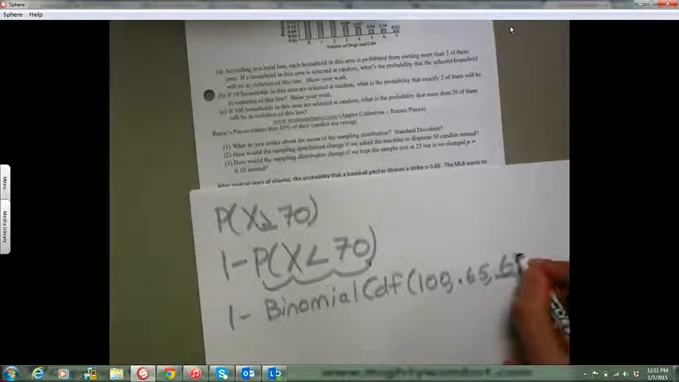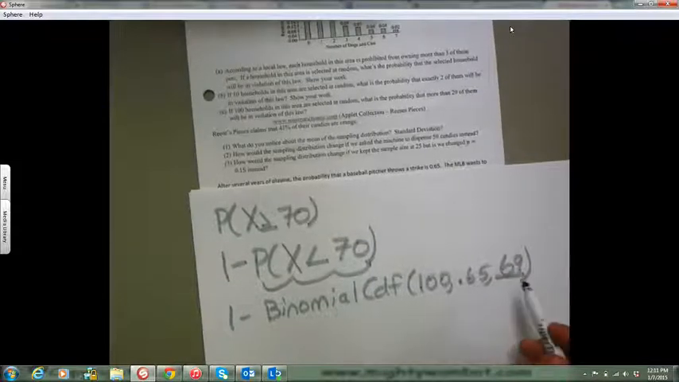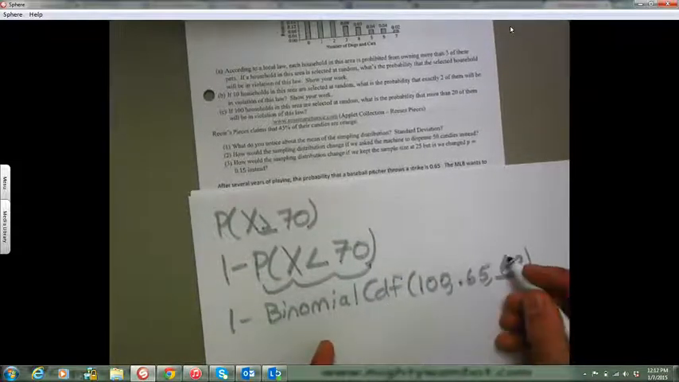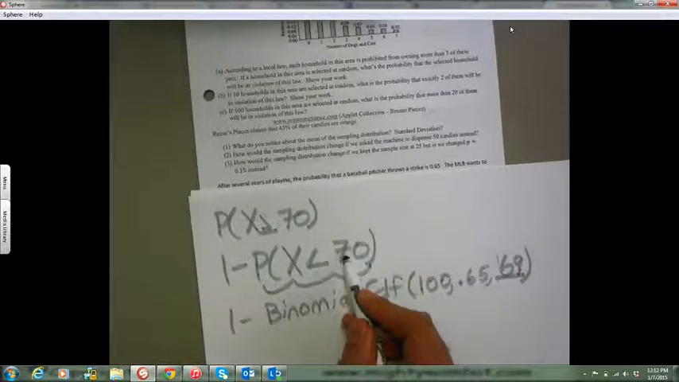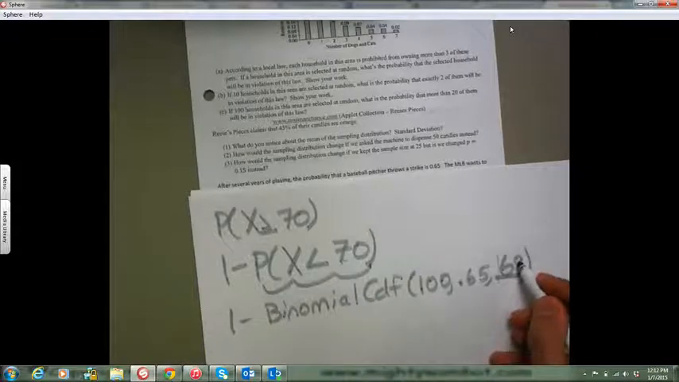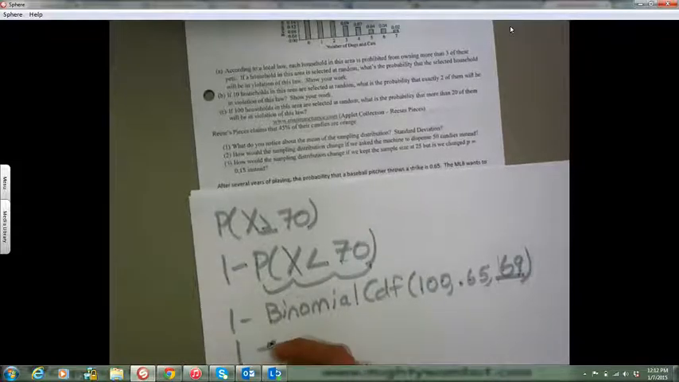Why 69 and not 70? Because when you do binomial CDF, it includes this number right here. We do not want to include 70, not equal to, so this becomes 69. This is straight on the calculator. And I'll just show it on one calculator. Now we've shown it on both. We did it in the previous example.